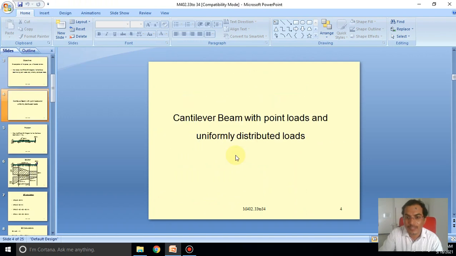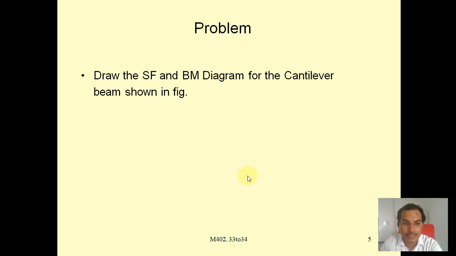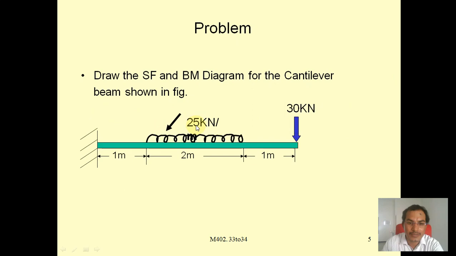So, cantilever beam with point load and uniformly distributed load. Discussion about that. Those are the problems. First problem we can discuss: draw the shear force and bending moment diagram for the cantilever beam shown in the figure. So directly in the example problems, some problems are given.